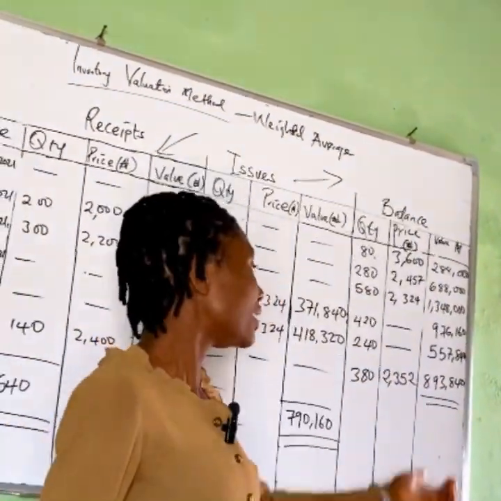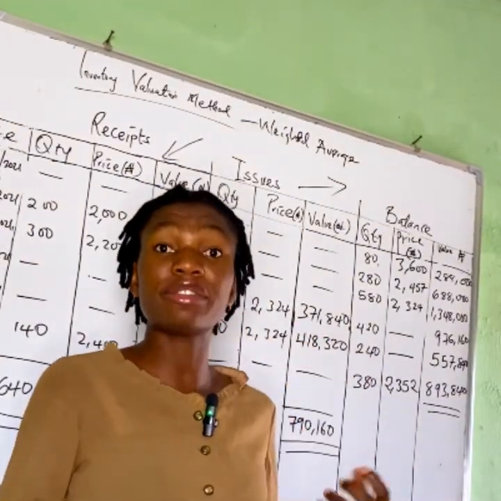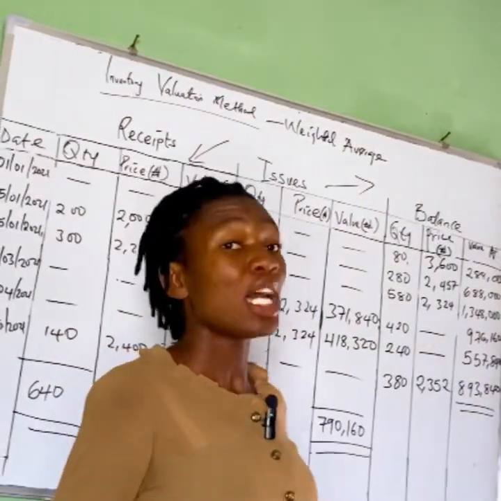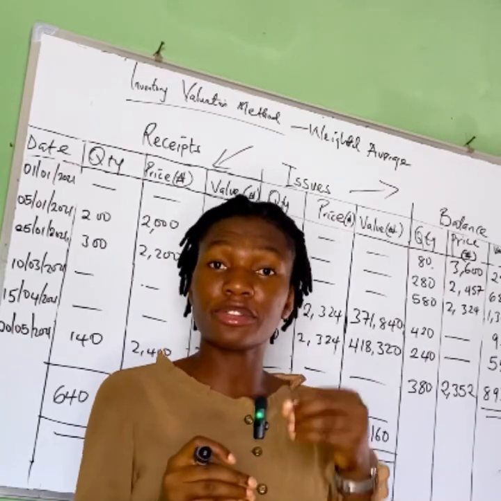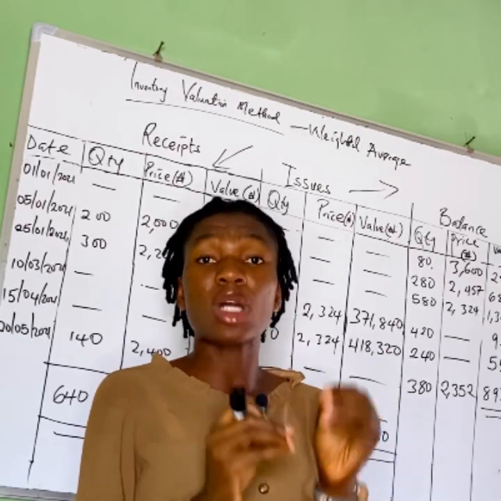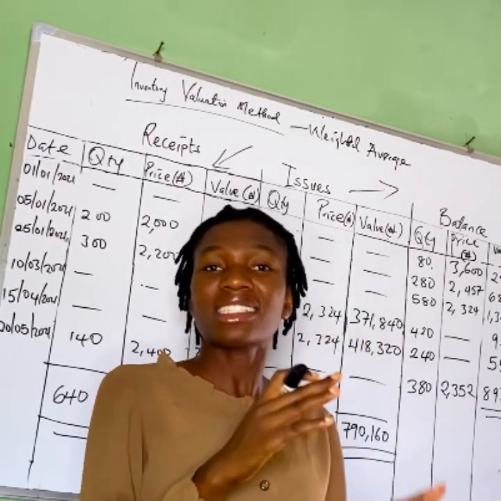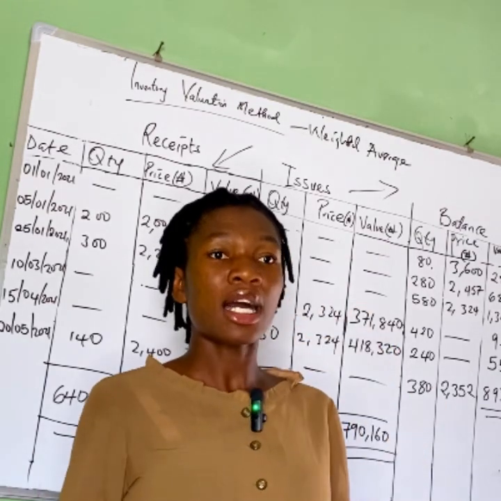Now, if you compare the value we got when we were using FIFO, the value of the closing, it was the same unit, but the value was different, okay? So depending on which method you are using, all right, your value can be lesser, can be moderate, or it can be higher. Are we there now?